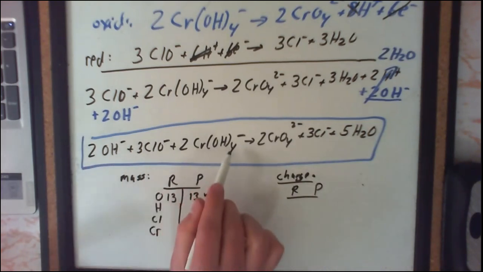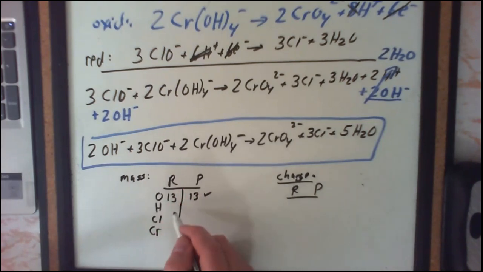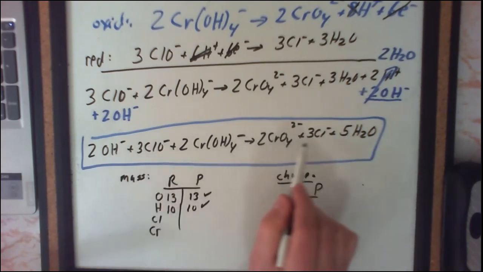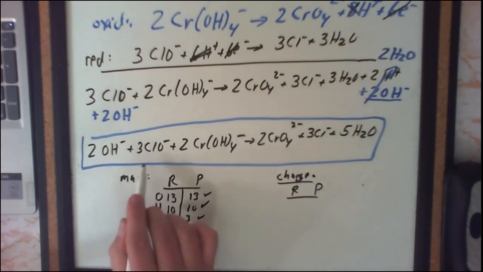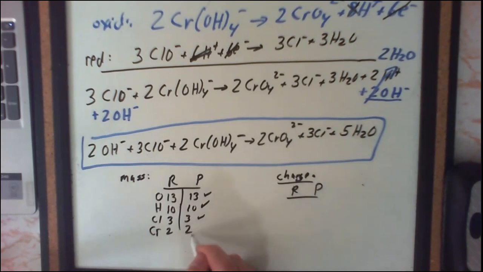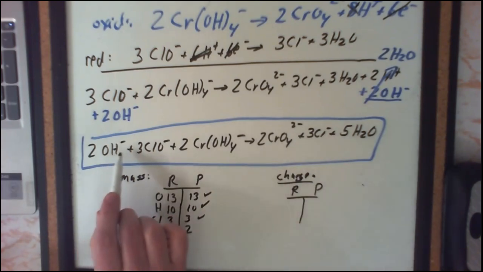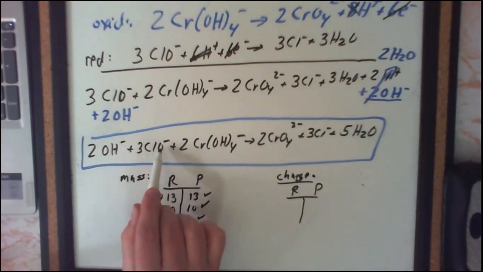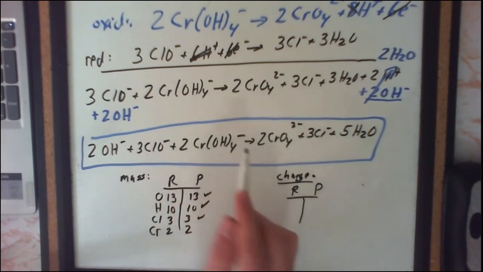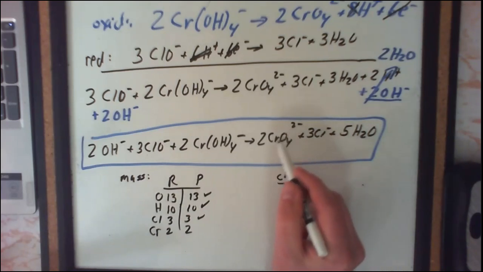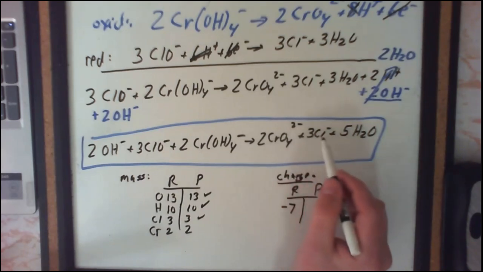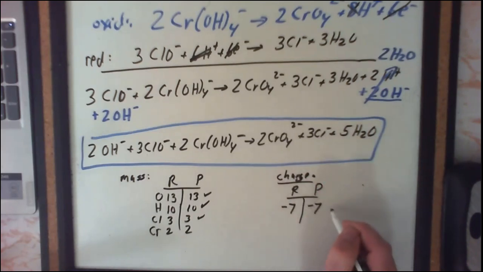Hydrogens, 2 plus 8 gives me 10 hydrogens, and 5 times 2 gives me 10 hydrogens. 3 chlorines matches 3 chlorines, and then chromiums, 2 chromiums matches 2 chromiums, and then the total charge, we have -2 plus a -3 is -5, plus another -2 gives me -7. And then on the product side, we have -2 times 2 is -4, plus a -3 gives me a -7. So this reaction is correct, because it's both charge and mass balanced.